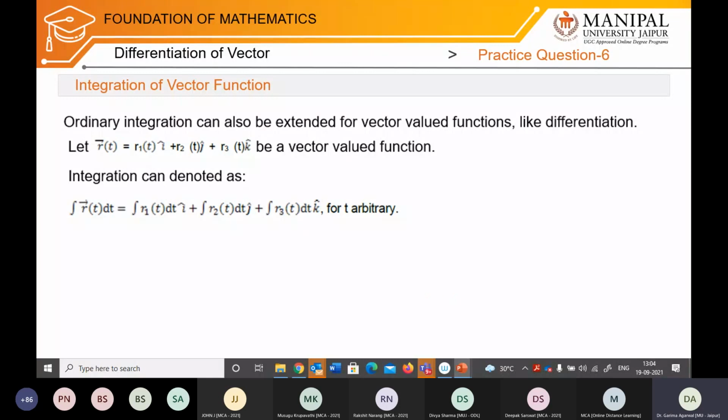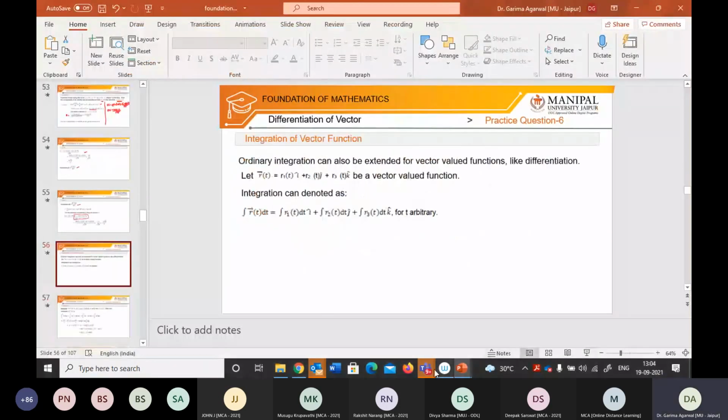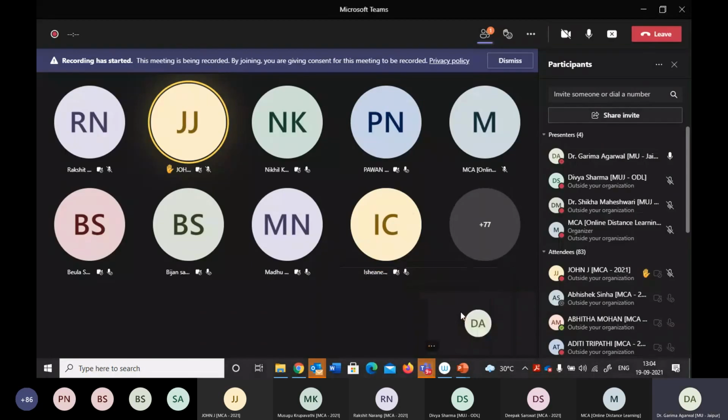Now the next is integration. Your questions first. If you have any query in differentiation of vector, please raise your hand. No? Fine.